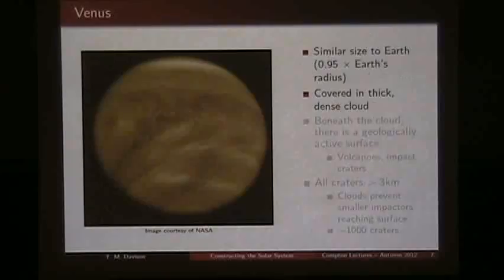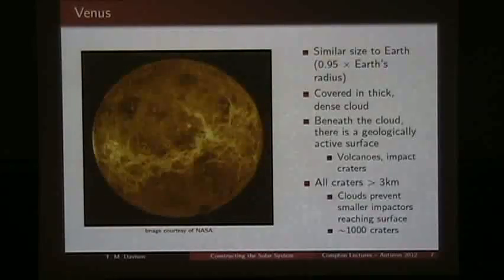Next out from the Sun, we have Venus, which is similar in size to the Earth, and is generally covered in this thick, dense cloud. So we struggle to see the surface, but if you use particular techniques, we can see through that cloud and look down onto the surface. And on the surface, we see that it's a very active surface. There is volcanic activity going on. We still have impact craters forming on the surface.